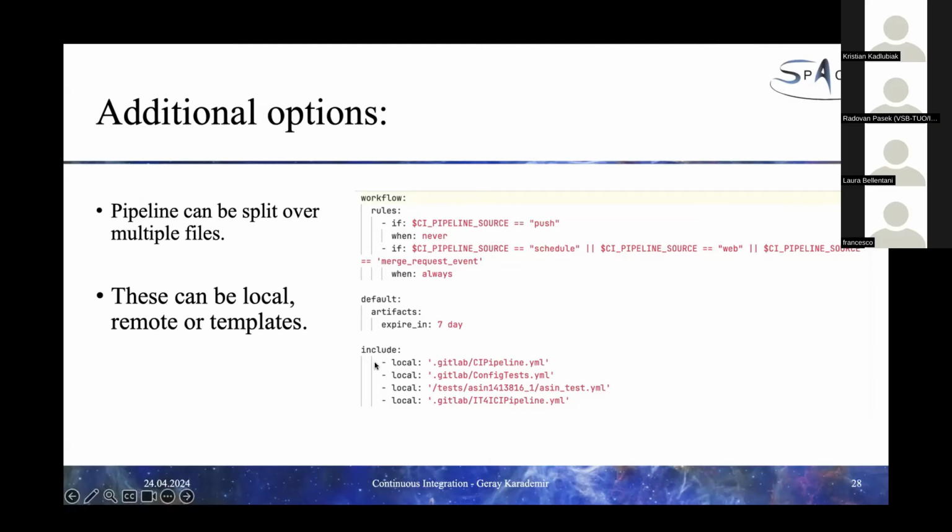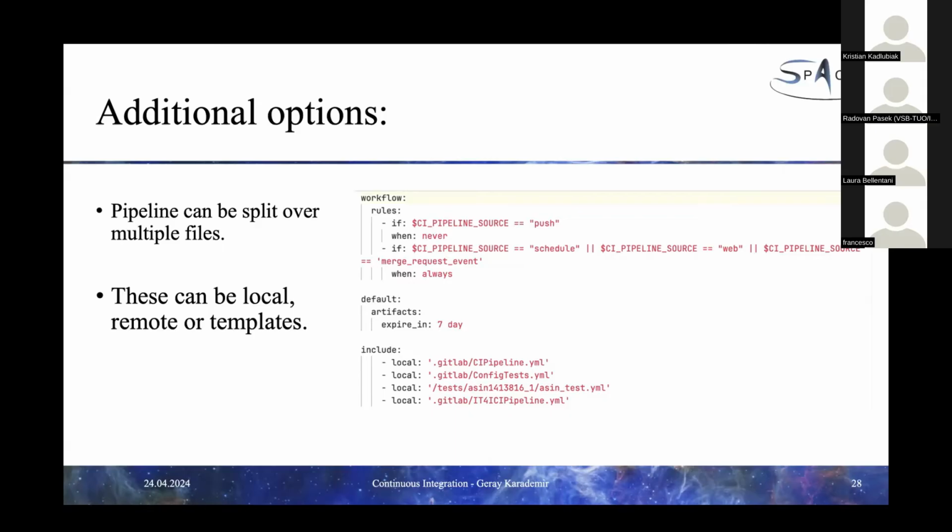This means that my main pipeline file includes the CI pipeline, which has all my Hydro tests. It includes the config tests, which are also stored in the GitLab folder. It also has the large test here, and it includes the IT4I test pipeline, which I've set up. This way you can also split it, so you have one pipeline for certain systems without having one enormous file at the end of the day.